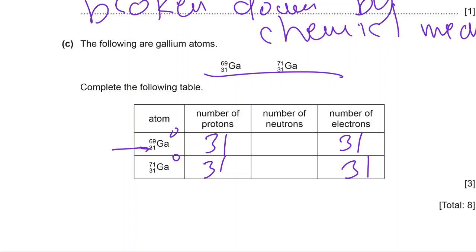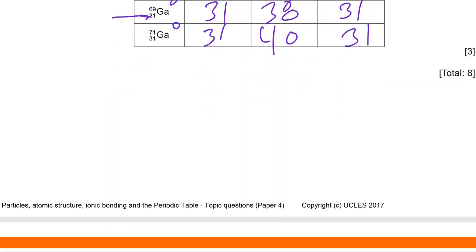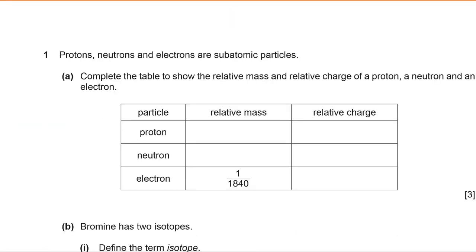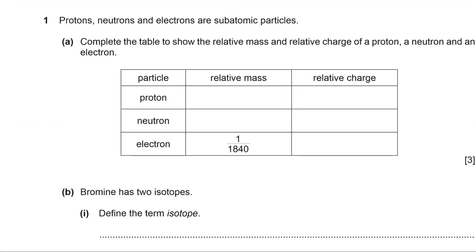So here 69 minus 31, it's 38, and the other one will be 40. Next question. They are very simple questions.